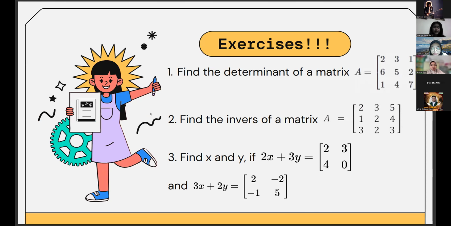Before the exercise, we have some references. Please show the references slide.